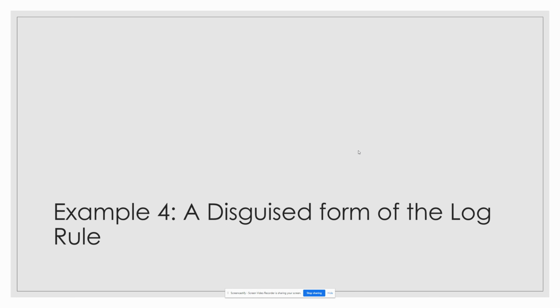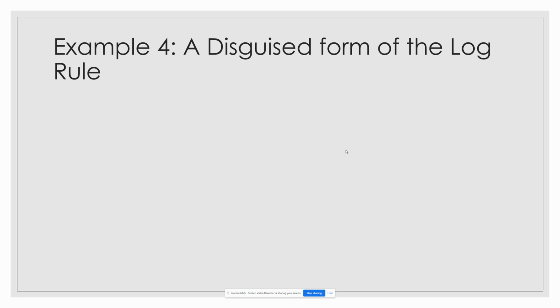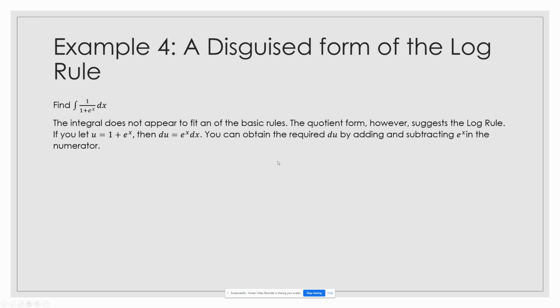All right, so example 4, this is going to be a disguised form of the log rule. And so we're going to find the integral of 1 over 1 plus e to the x dx. And guys, when I first started working out this problem, I was thinking, oh, how in the world am I going to do this? And I actually took sidewalk chalk and I worked this out with some sidewalk chalk. So the integral does not appear to fit one of the basic rules.